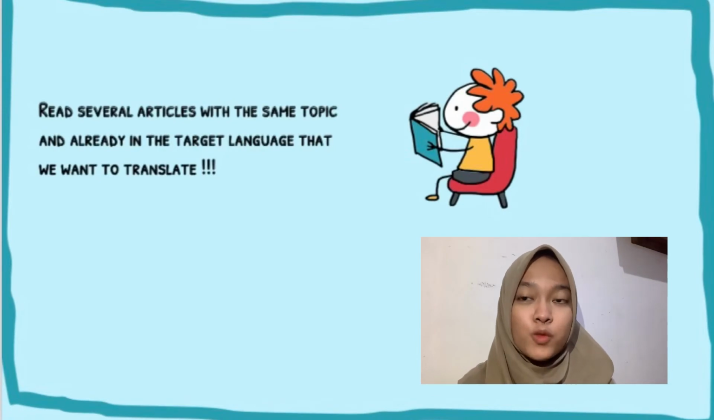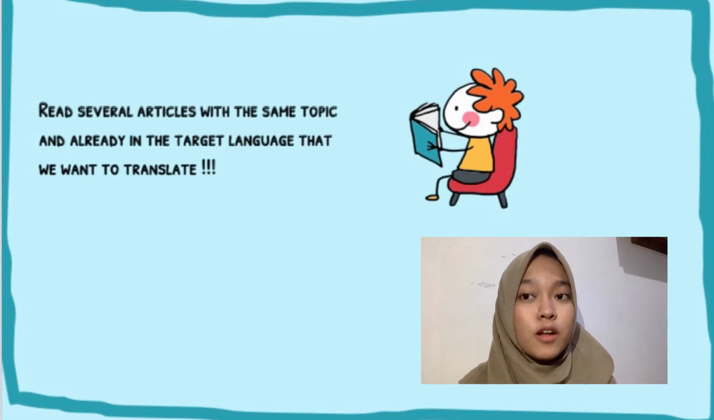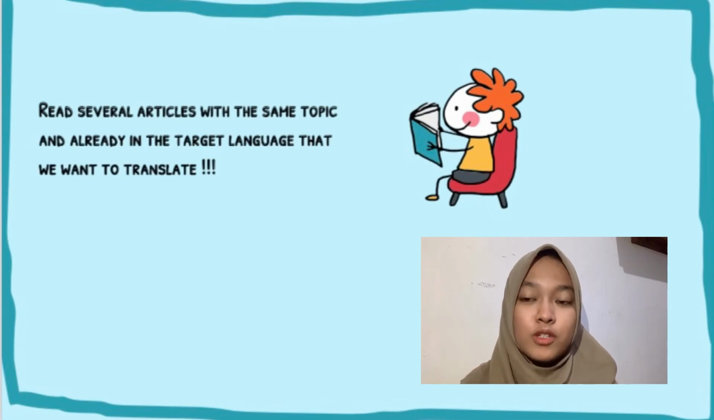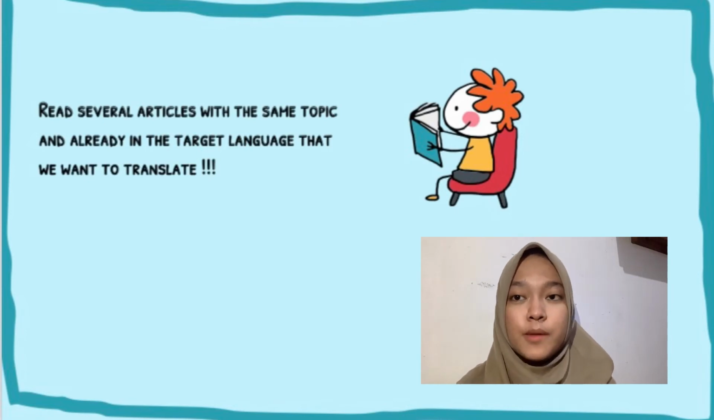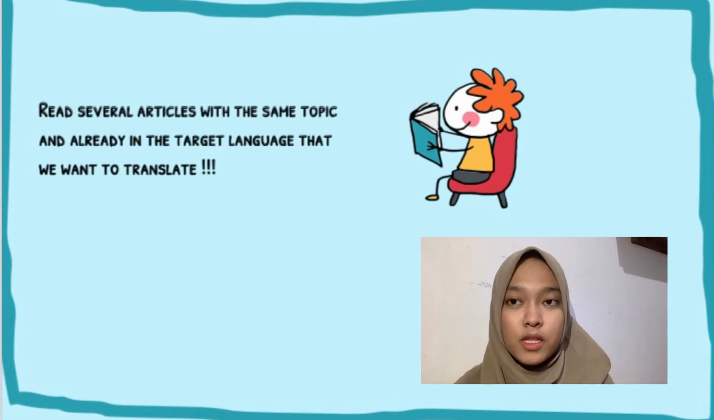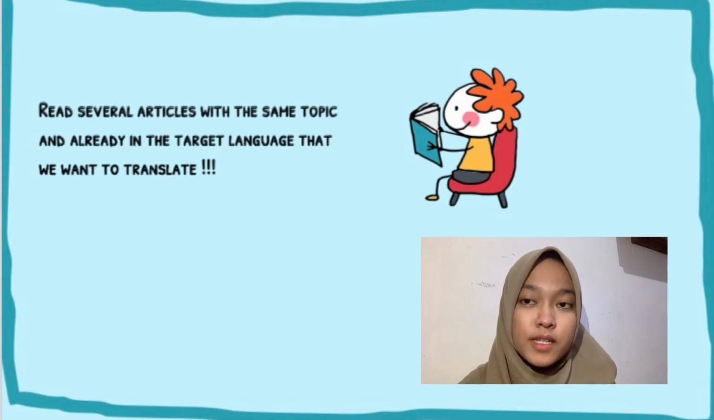The next step is we can get and read several articles with the same topic that are already in the target language that we want to translate. From there, we can find the words or phrases that are difficult to translate into the target language. This step shows whether the word translation is appropriate for the topic of the article.